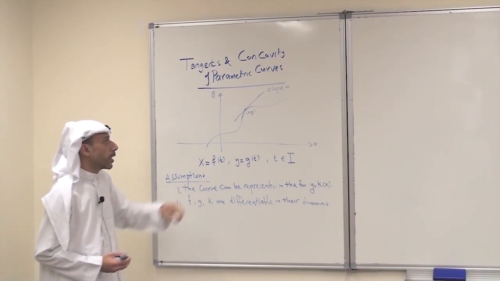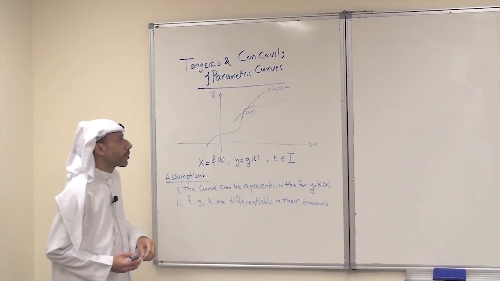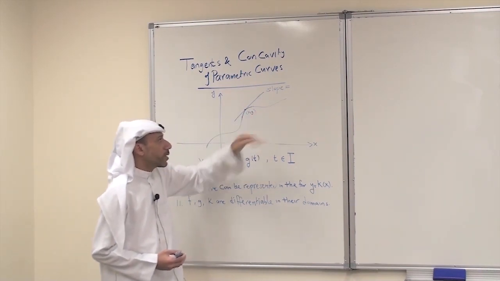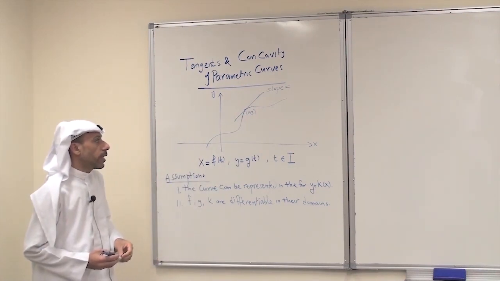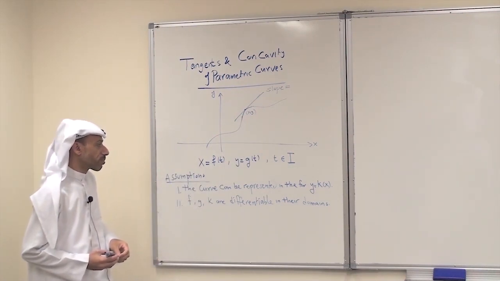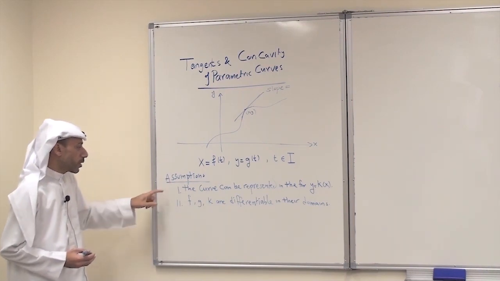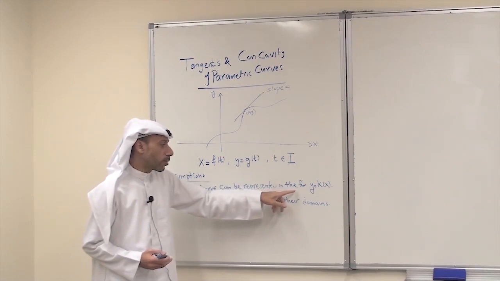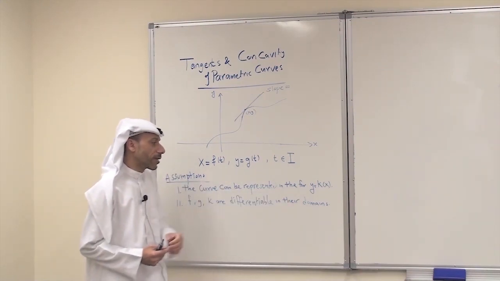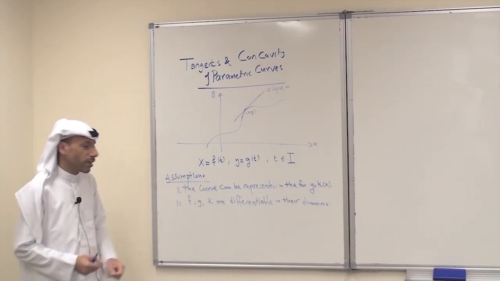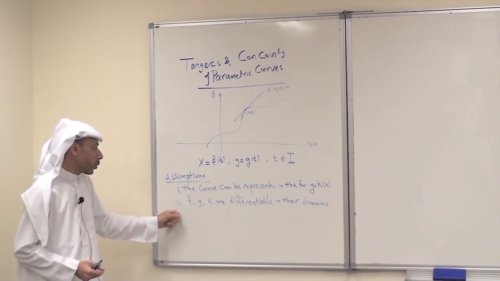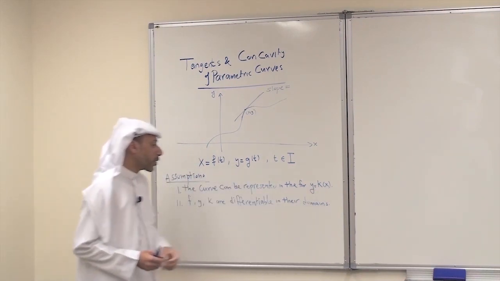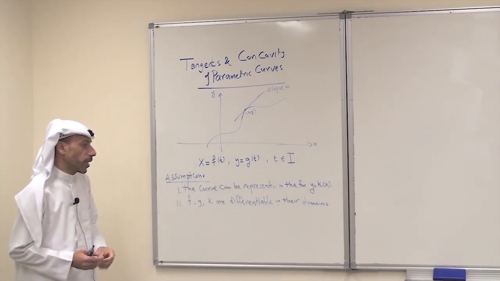Our objective is to find the equation of the tangent, and for that, of course, we need the slope. We'll see now how to compute the slope to the parametric curve. Of course, we make some assumptions. The first assumption: we will assume that the curve can be represented in the rectangular form y equals k of x, usually theoretically. And the second assumption: we will assume that f, g, and k are differentiable functions in their domains.